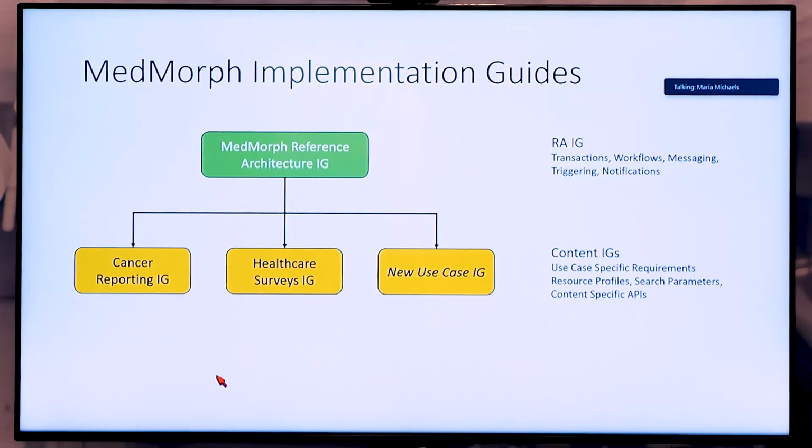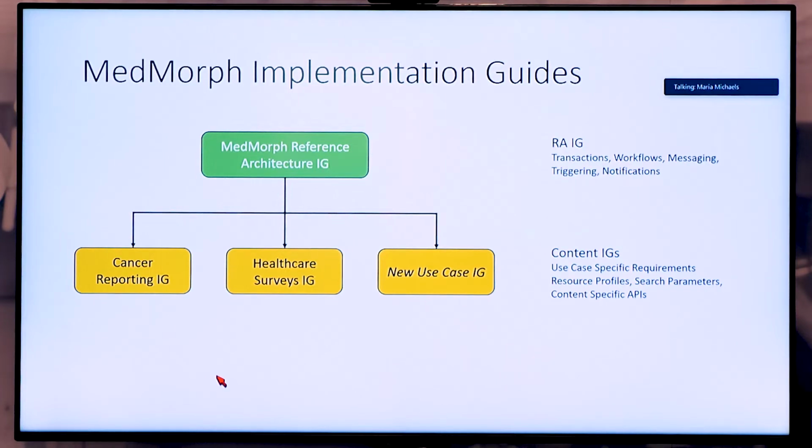Content implementation guides are developed for specific use cases, and those begin with referencing the reference architecture implementation guide and then reuse existing profiles where possible, such as US Core. Content implementation guides are in process for cancer reporting and for healthcare surveys. But existing content implementation guides can also use the reference architecture.